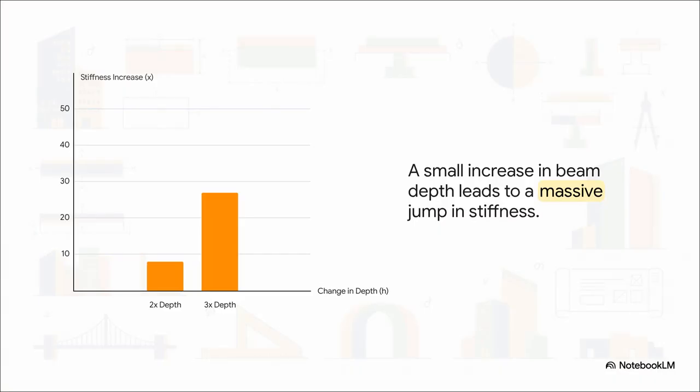And the result of that tiny little cubed term is just mind-blowing. Look at this. If you make a beam twice as deep, it doesn't get twice as stiff. No, it gets 2 cubed, 8 times stiffer. Now, what if you triple the depth? It's not 3 times stiffer, it's 3 cubed, 27 times stiffer. That's an insane return on investment. A tiny bit more depth gives you a massive, massive jump in stiffness.